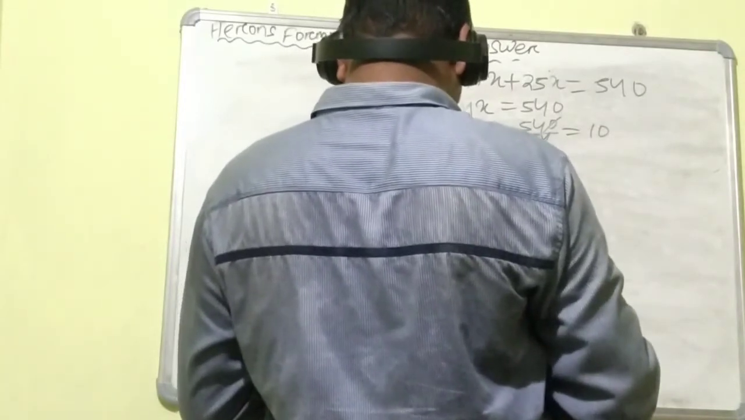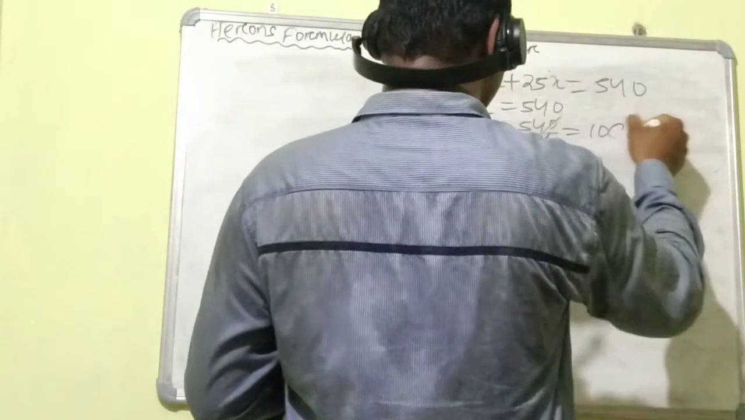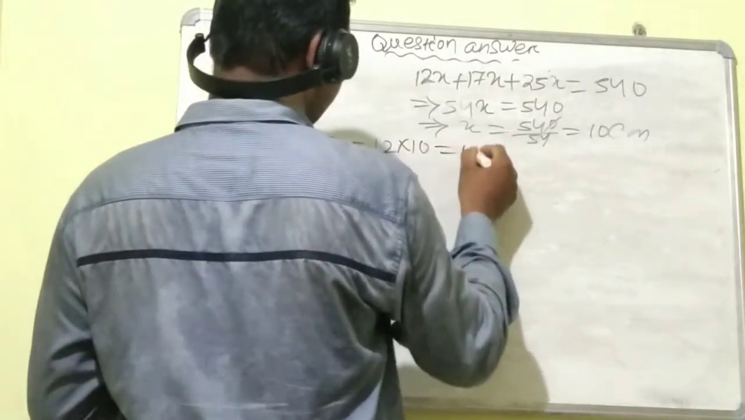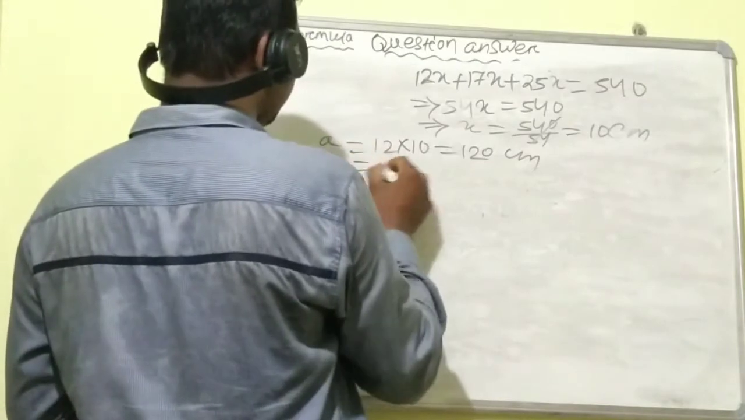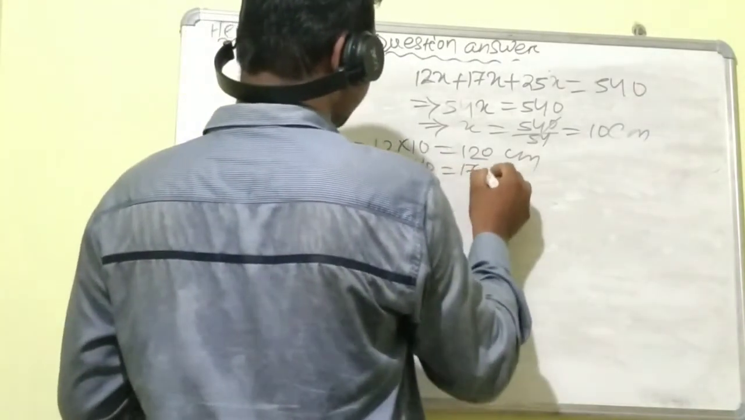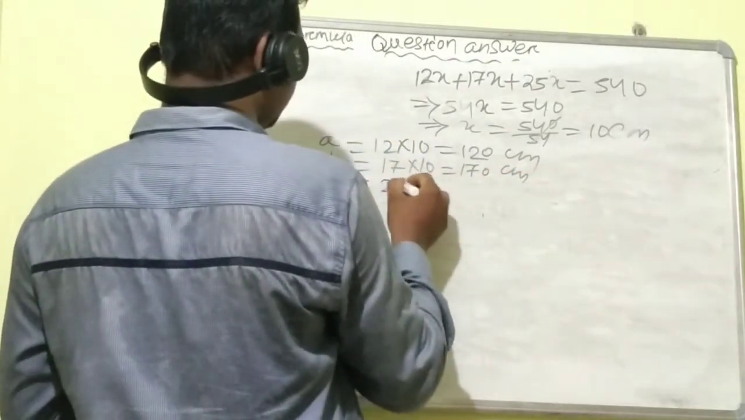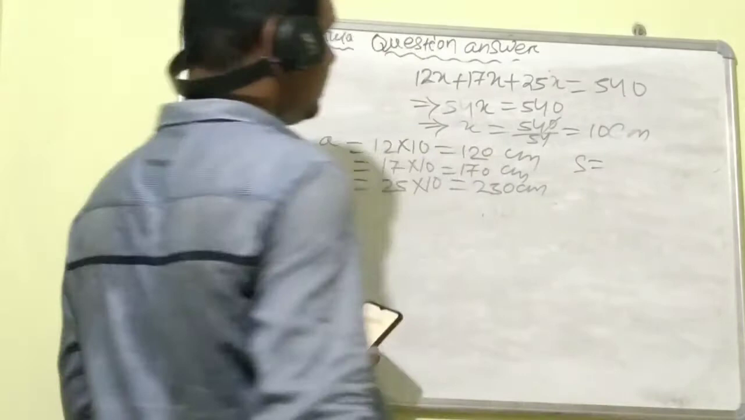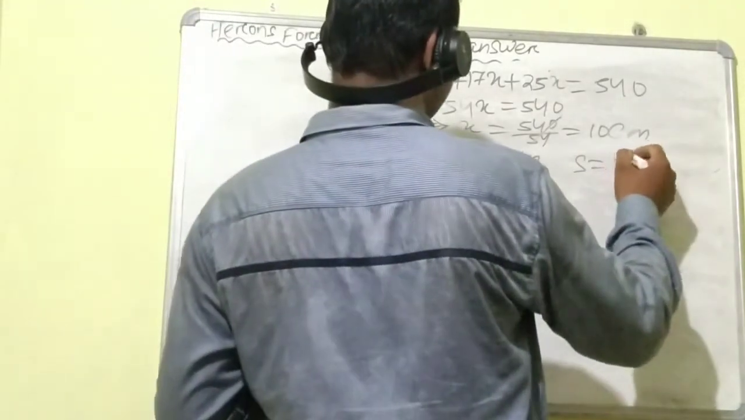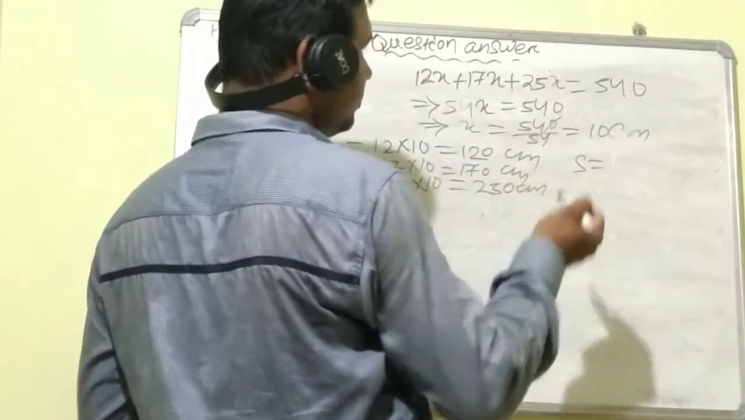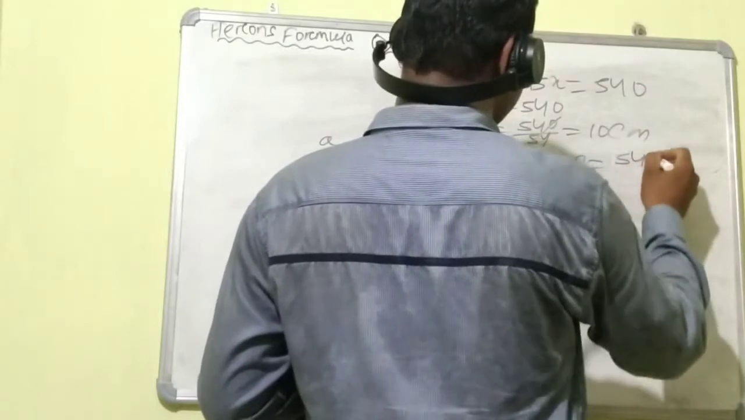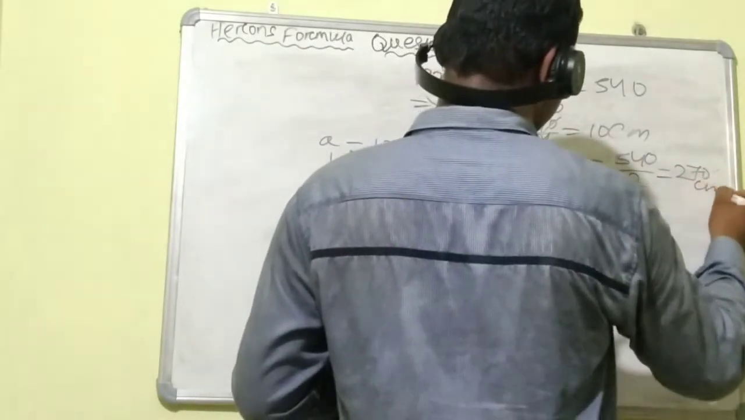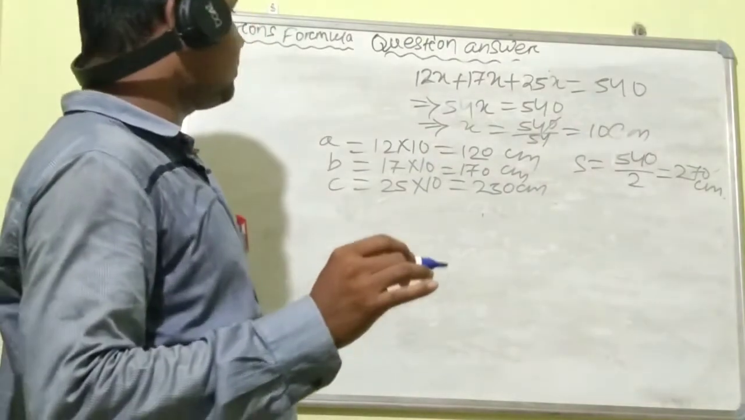So next we will find out the side values. The sides, that is 12 into x, that is 10. First side A is 120 centimeter, and B is 17x, so 17 into 10, 170 centimeter. C equal to 25 into 10, that is 250 centimeter. So we will have to find out the S value, that is 120 plus 170 plus 250 by 2, already given perimeter 540. So semi perimeter equal to 540 by 2, that is 270 centimeter. So using Heron's formula, we will find out area.